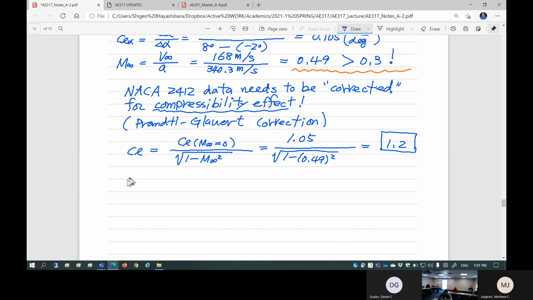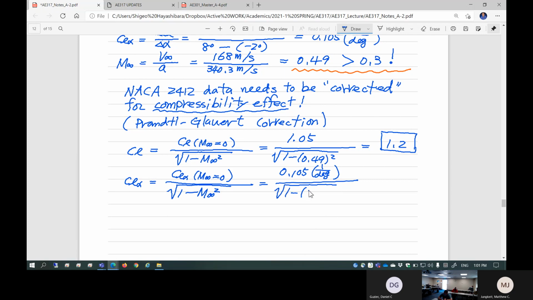How about CL alpha, the lift curve slope? CL alpha is 0.105. Same here: CL alpha at Mach number 0, in other words this one, 0.105, also needs to be corrected by 1 minus M infinity squared. So 0.105 per degree is the lift curve slope. However, since you're flying at a faster speed, this is, as a matter of fact, 0.12 per degree. Oh, much better. Yes, that's right. So overall, your airplane performance is much, much better.